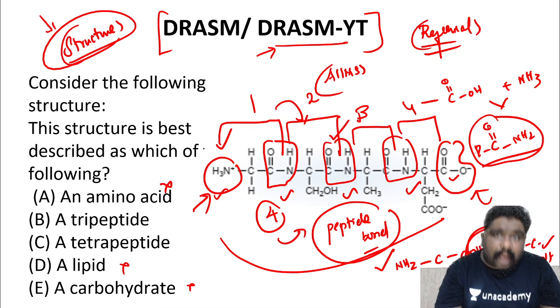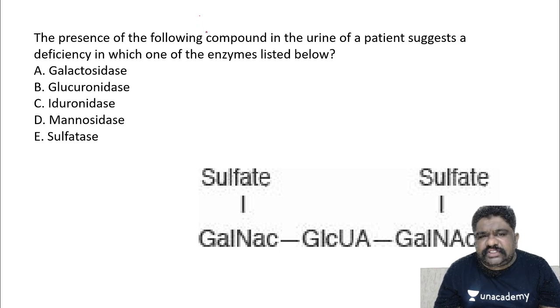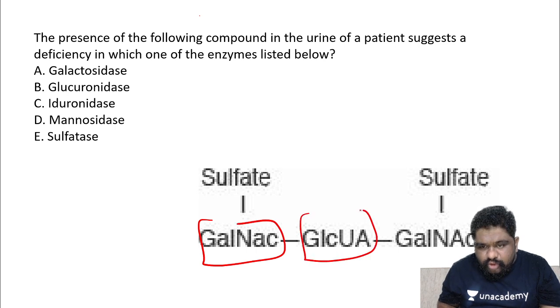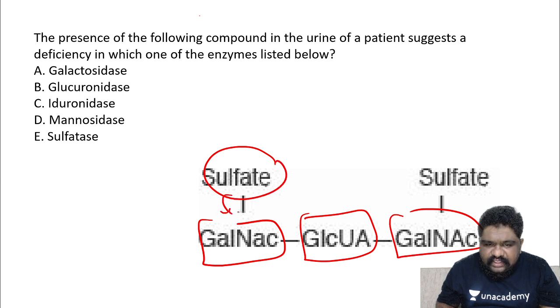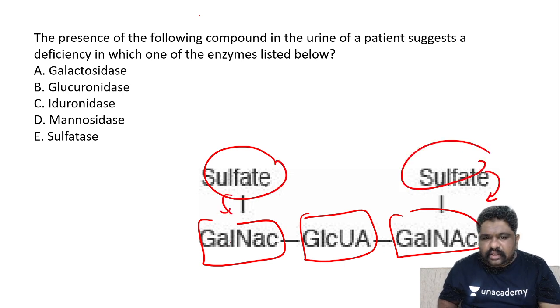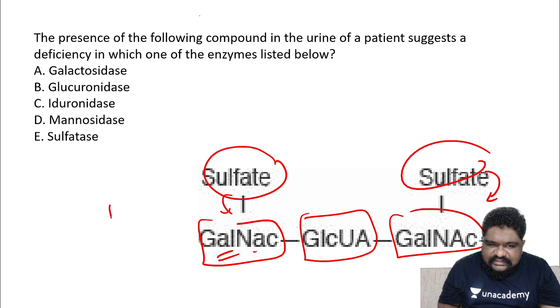Now let us up the ante for the next image-based question. The presence of the following compound in the urine of a patient suggests a deficiency in which one of the following enzymes listed below. Now look at the point here. We have GalNAc, glucuronic acid, GalNAc, sulfate is bound on this side, sulfate is bound on this side. Now this GalNAc means N-acetylated galactose.